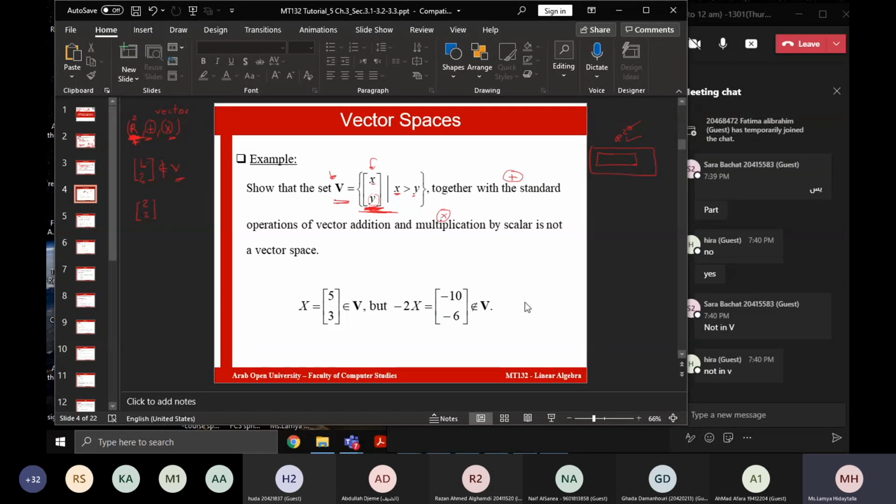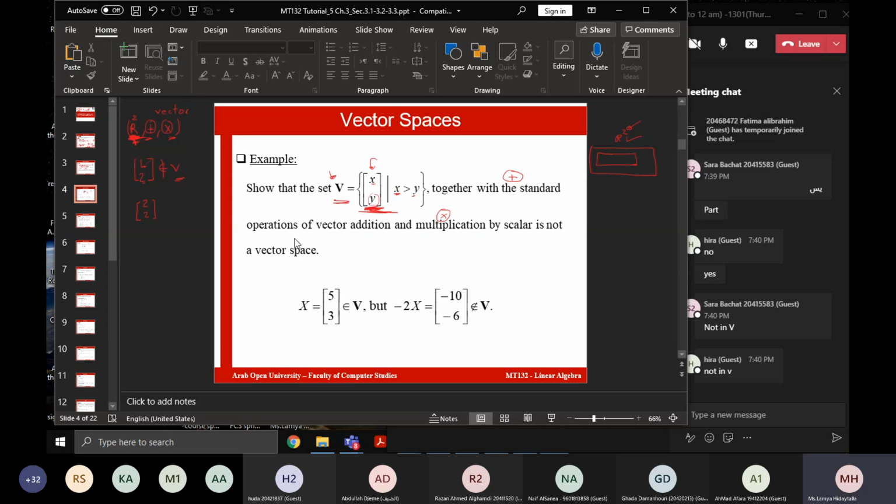Now his question is: is it a vector space under these two operations or no? What do you think? Is it or no?